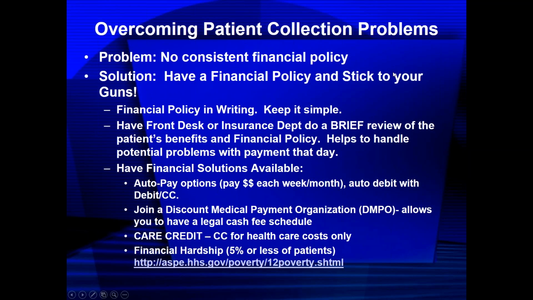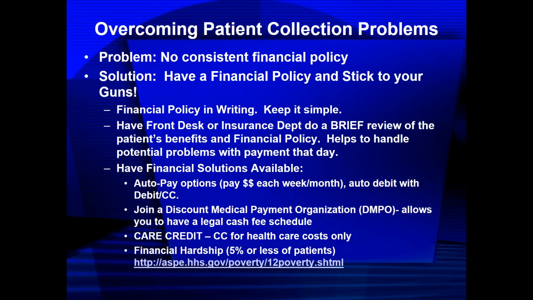Here's another collection problem, and this probably is one of the bigger ones: not having a consistent financial policy. Obviously the solution to that is to develop one, and once you develop it, stick to your guns. Some offices have a financial policy, but it's very nebulous, and it's not in writing. It's just kind of verbally given to the patient. The financial policy should be in writing.